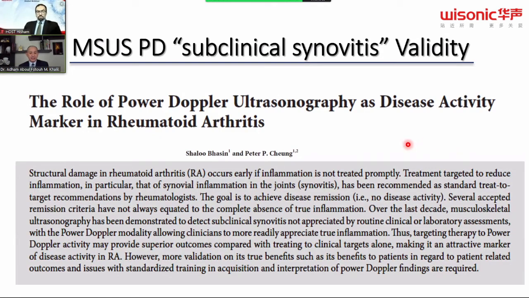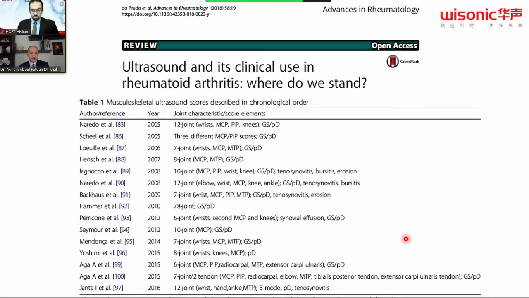Now the validity, again, another paper validating the subclinical synovitis, and it has been recommended as a standard treat-to-target recommendation by most rheumatologists working with the ultrasound. This goal is achieving remission. As you know, remission is the mission, and it's very important to use the ultrasound to detect this.